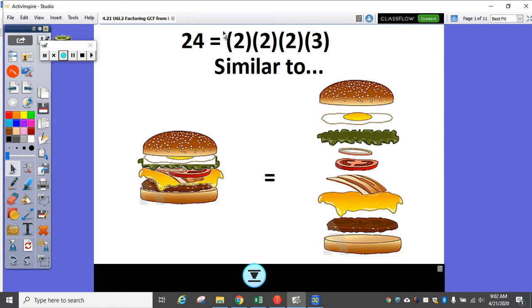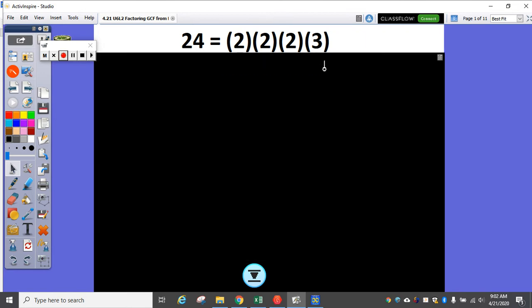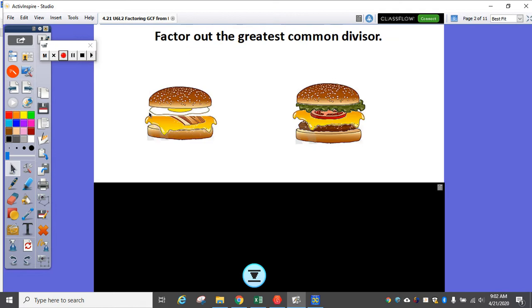All right, so anyway, the fact is that this burger is made up of these parts, just like 24 is made up of these parts when you multiply them together. So the same thing happens when we're looking at two terms. Two terms, two burgers. We want to find out what both of these burgers have in common.